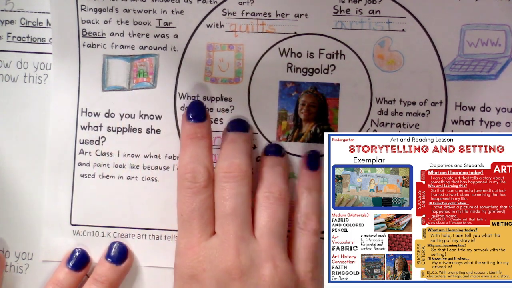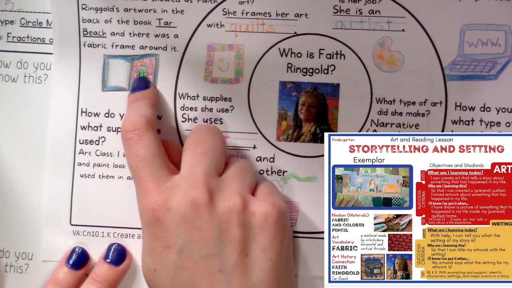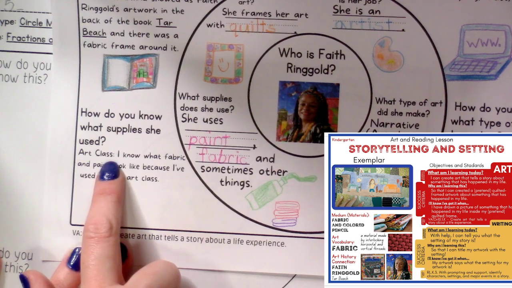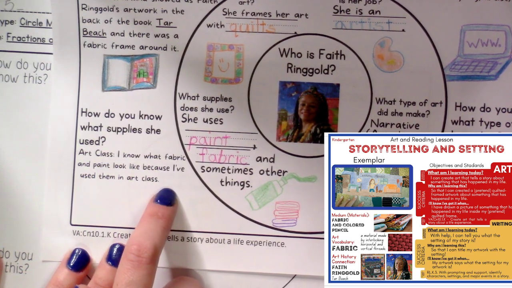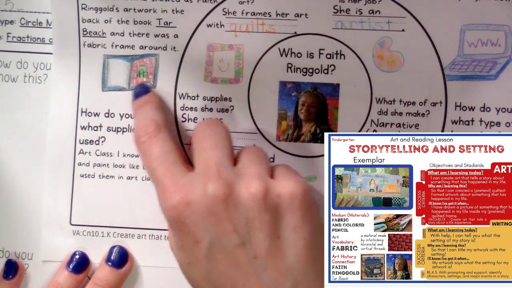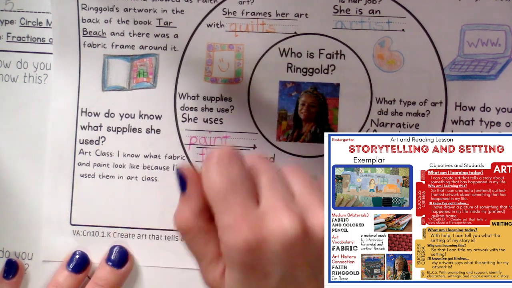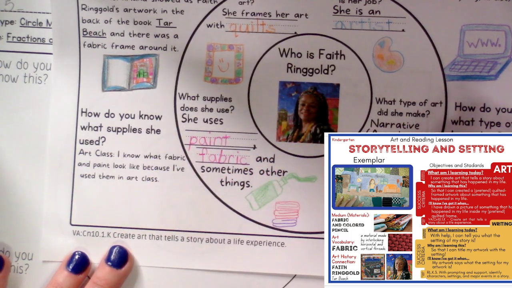Okay, so who can tell me how did you know that by looking at the art, what she made it with? Okay, so we learned it in art class. You know what fabric and paint look like because you've used them in art class. So when you looked at her art, you could tell that it was paint because you know what paintings look like because you've made a painting. And you know what fabric looks like because you've made art with fabric.